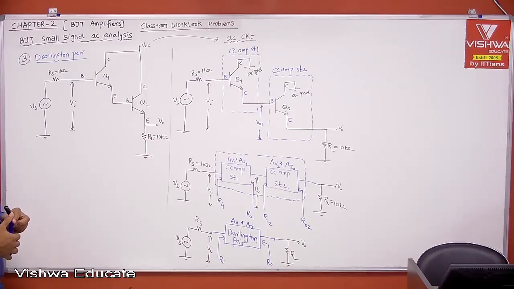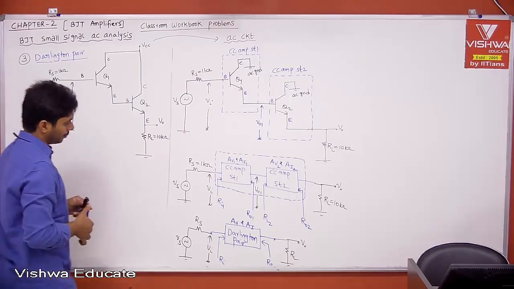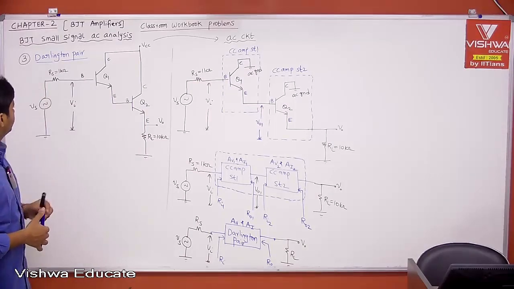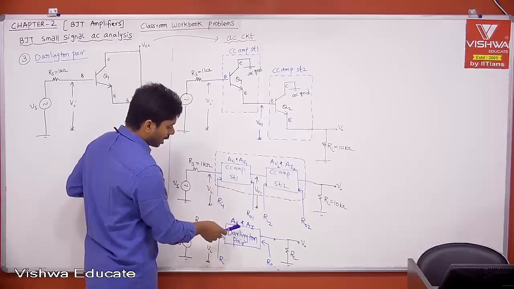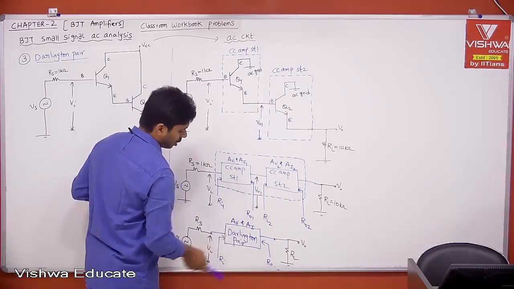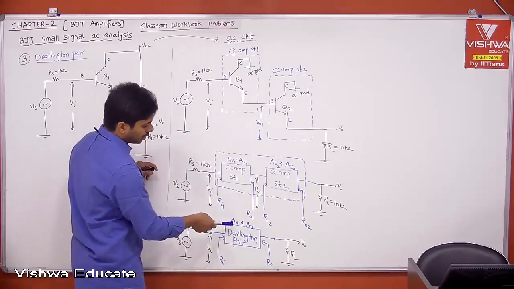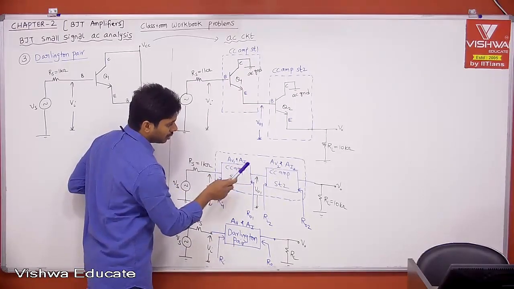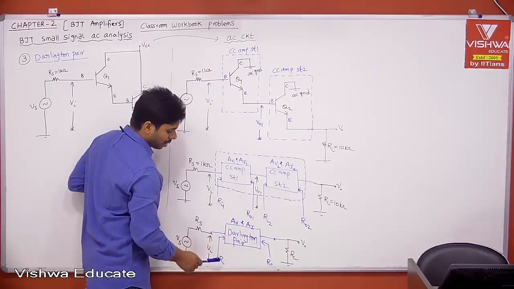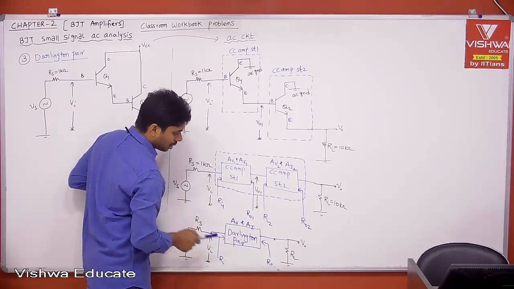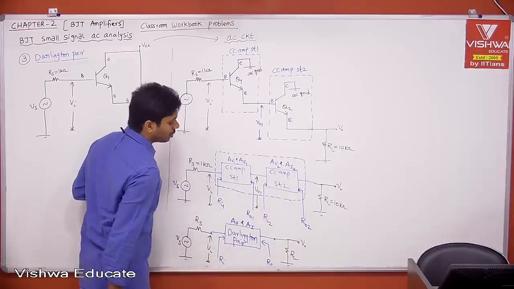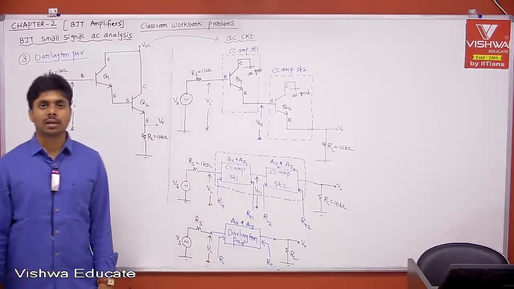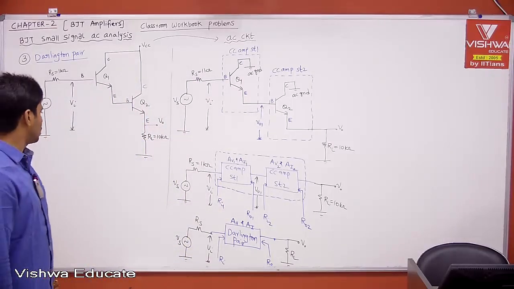If this is over, now we can start solving the problems. Now the problem is: calculate AV, calculate AI, calculate RI, calculate R0. If I correlate to this, AV is nothing but we should find AV1 first, then AV2, multiply, you will get AV. Calculate AI1, AI2, we will get AI. What is RI? RI is nothing but RI1. What is R0? R02. Therefore, we need to calculate RI1, R02, AV1, AV2, AI1, AI2. Then we can get everything. Okay? Fine. Let's solve one by one.